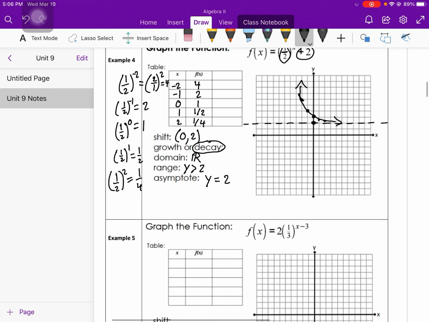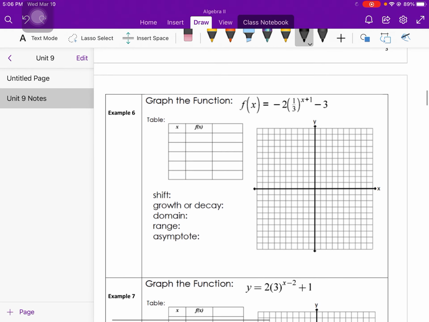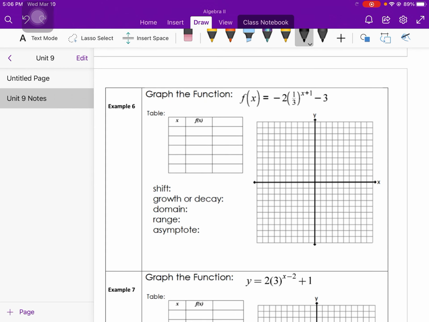All right, I'm going to do one more because this video is getting kind of long. So let's do this one here, example 6. So we pick the same values, -2, -1, 0, 1, 2.